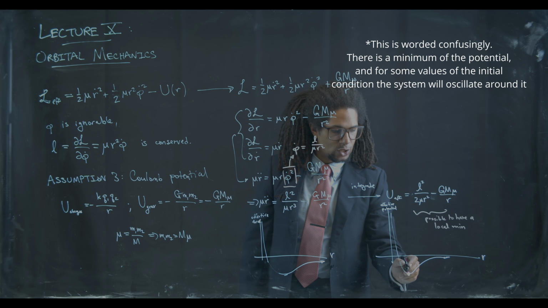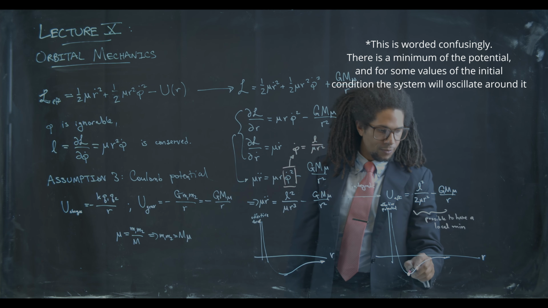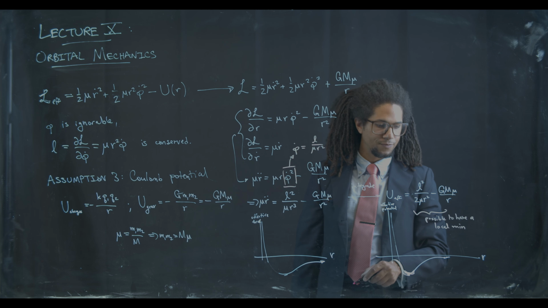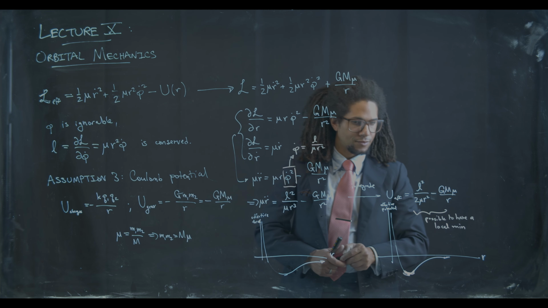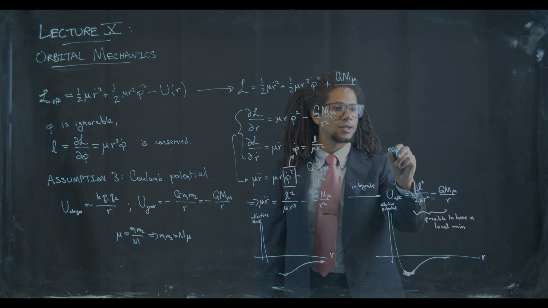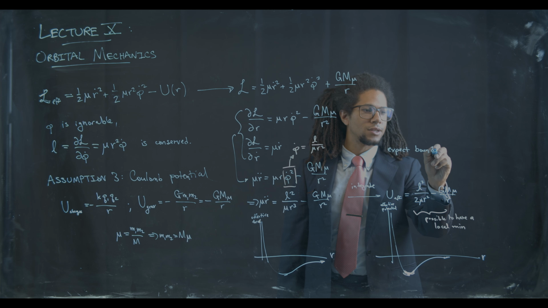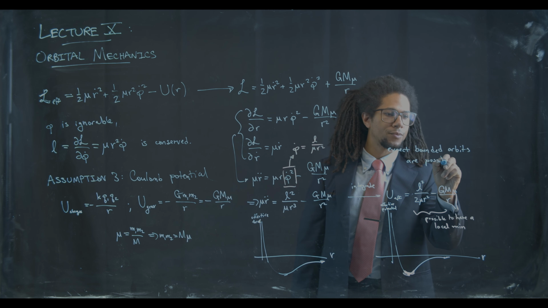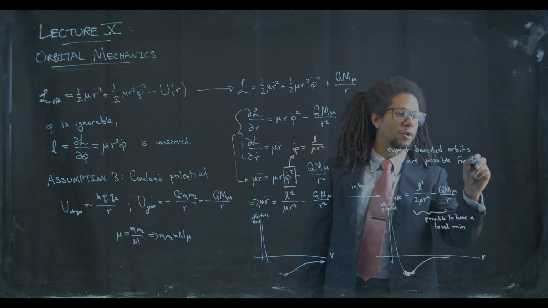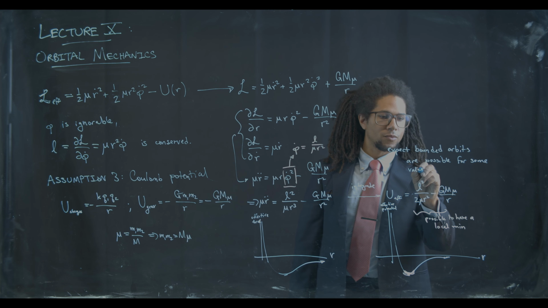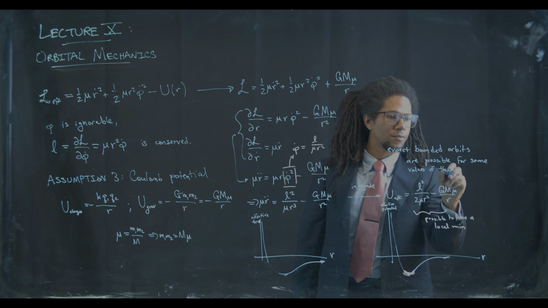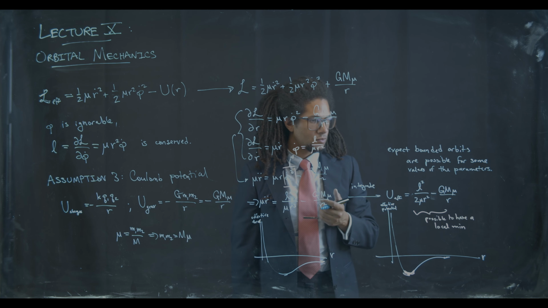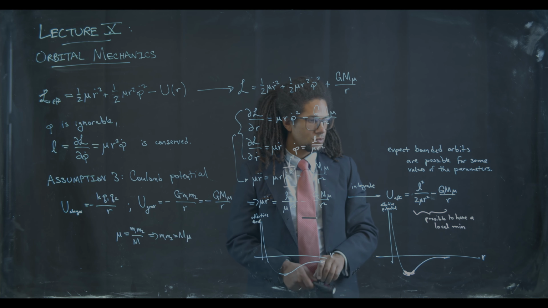So we might expect that we do get some bounded orbits where r, the r trajectory, is going to be sort of oscillating back and forth in the bottom of this well. All right. So we expect bounded orbits are possible for some values of the parameters, I should say. Good.